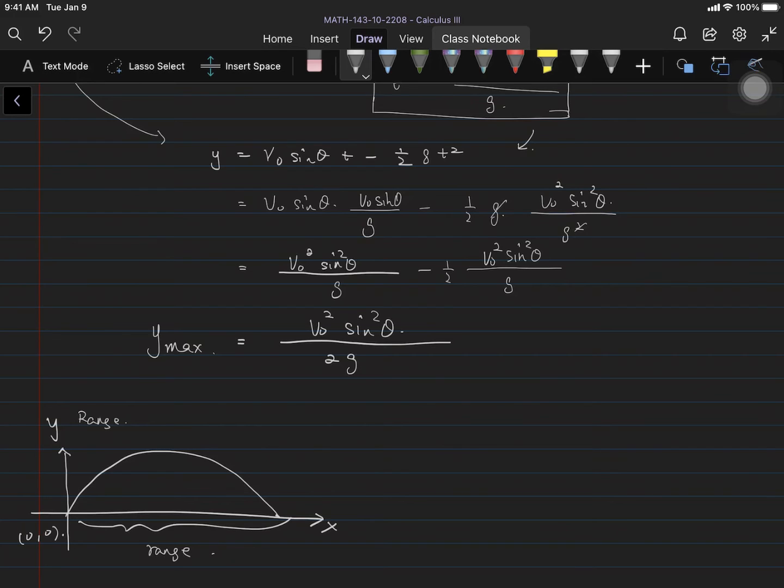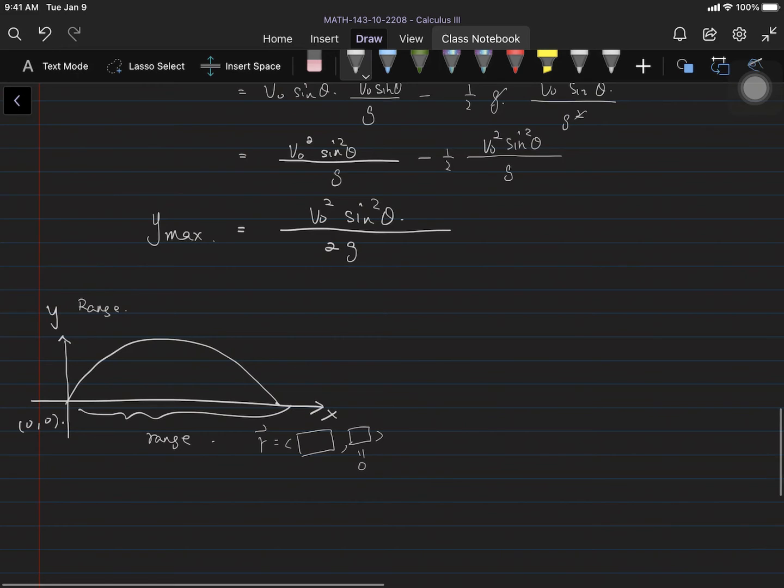We are going to do it this way. You can see the range is actually the x value, because it's in the x direction. And when it hits the ground, what's the y value going to be? y needs to be 0, is that right? So y equals 0. We want to find the t, so when the projectile hits the ground, the y value is 0.